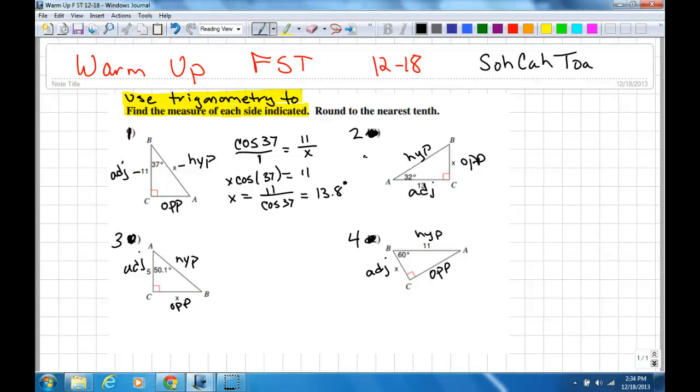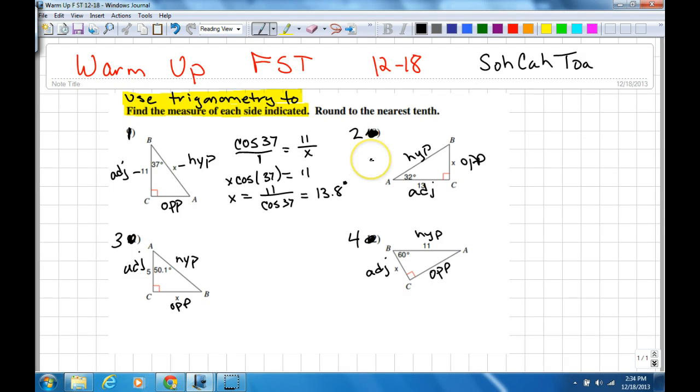Hey, Mrs. Seaver, how do you decide that it's cosine? I know it's the adjacent over hypotenuse thing, but I just don't get how that applies to the answer.